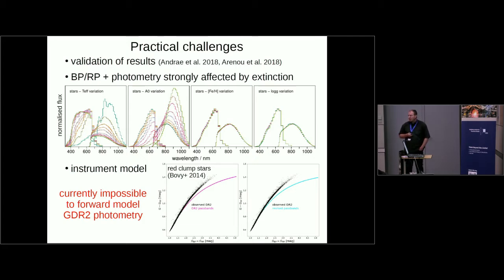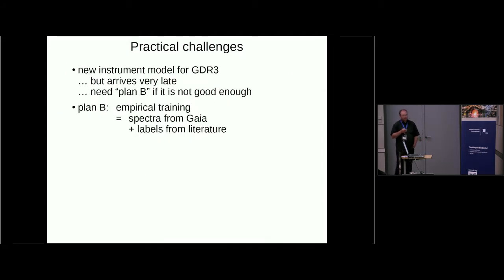We don't have the instrument model to do forward modeling. So we need a plan B, or we possibly need a plan B. And this plan B is what we call empirical training. What do I mean by empirical training? It means we take the spectra from Gaia as observed, so real spectra, and we take the labels, so temperature, gravity, metallicity, from the literature, say from LAMOST or APOGEE or something.